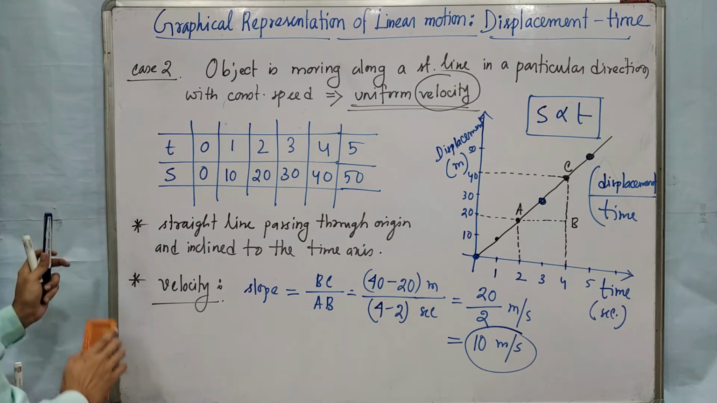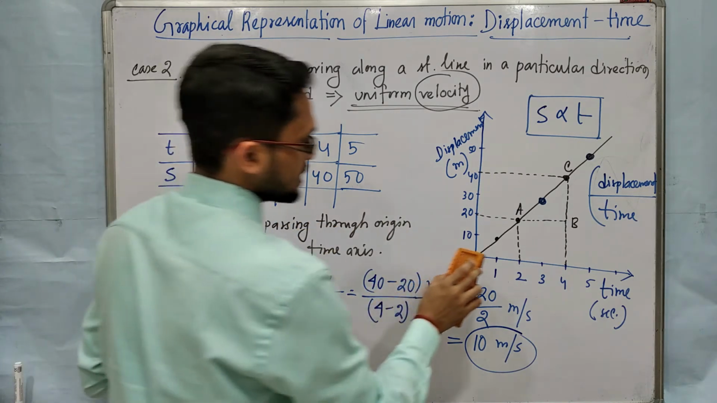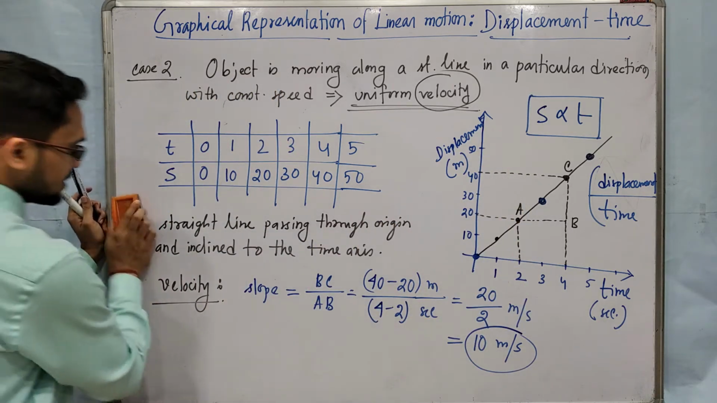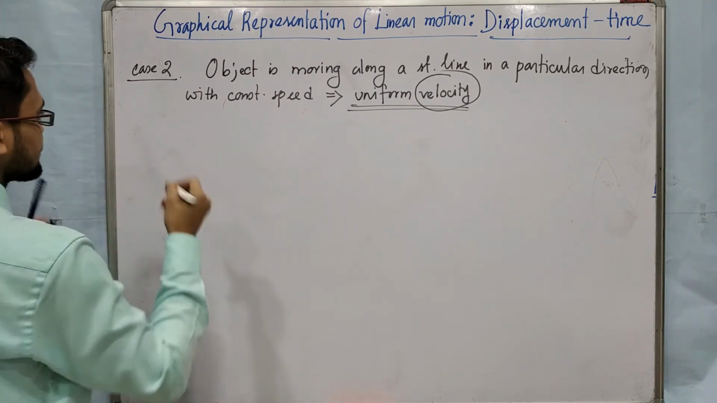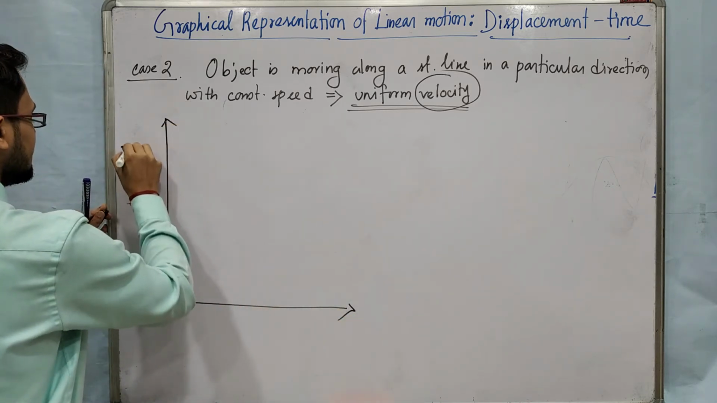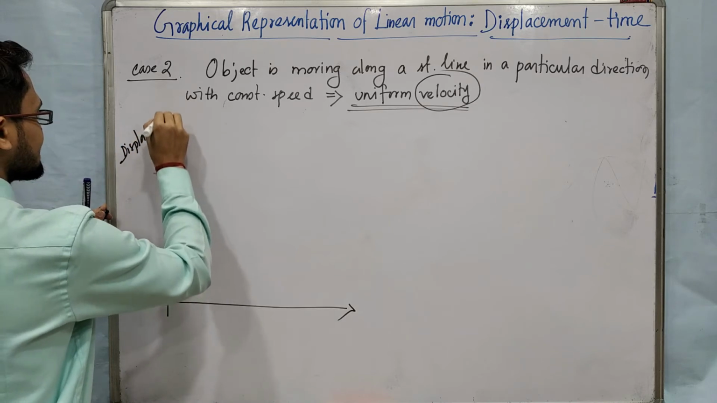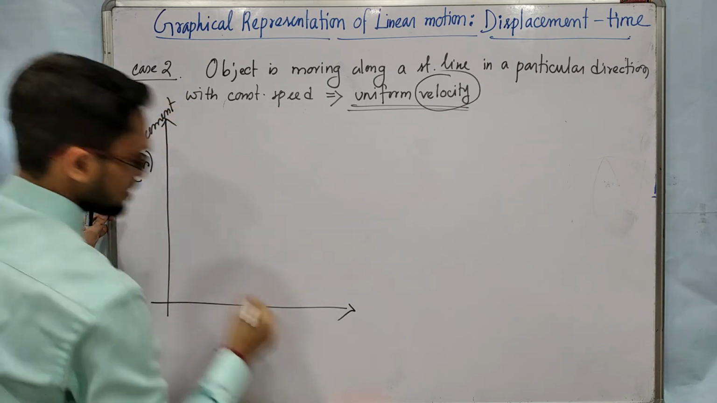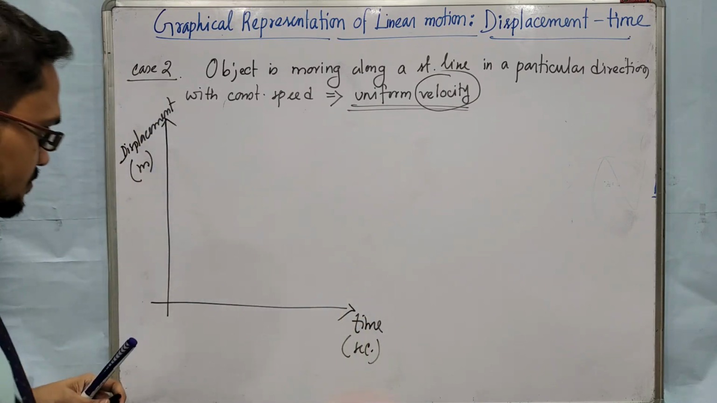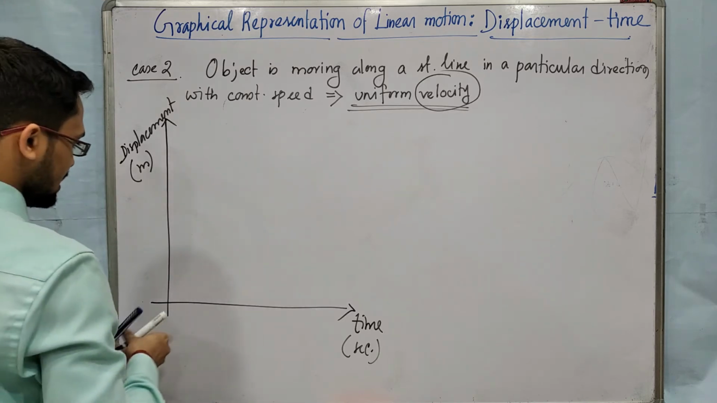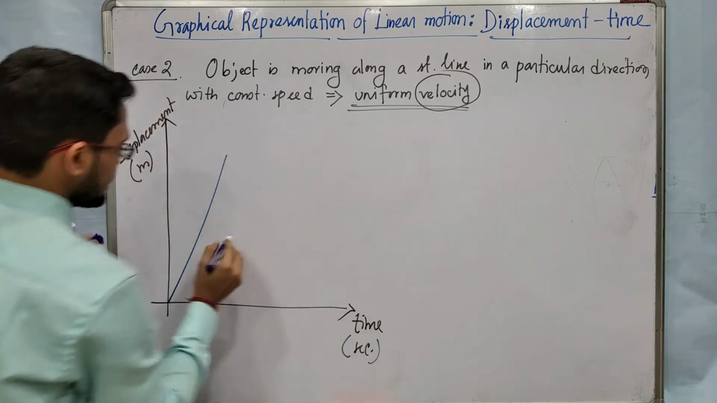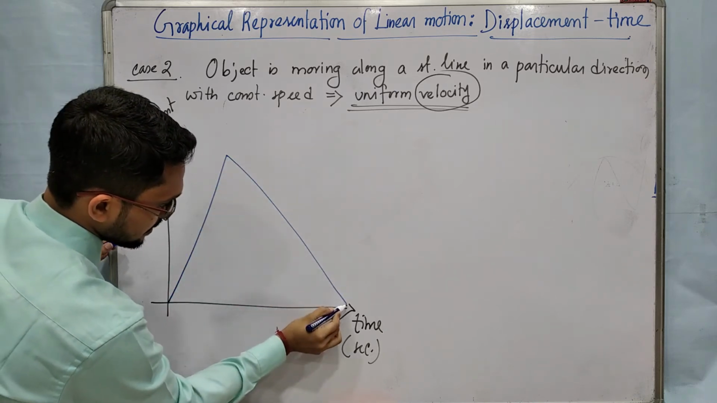Now I am giving another example in which a positive slope is there and also a negative slope is there. So I am erasing this part. Another graph, suppose this is the graph. This is displacement, unit meter, this is time, unit second. So here I am drawing the graph like this.